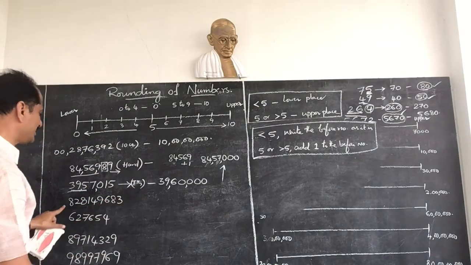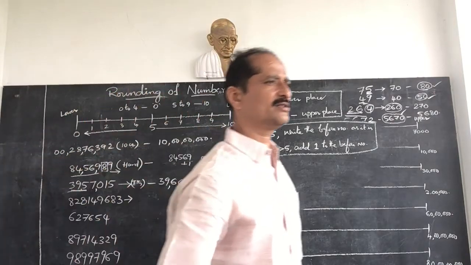Round off the same number. So this number, round off this number to the next lower place.